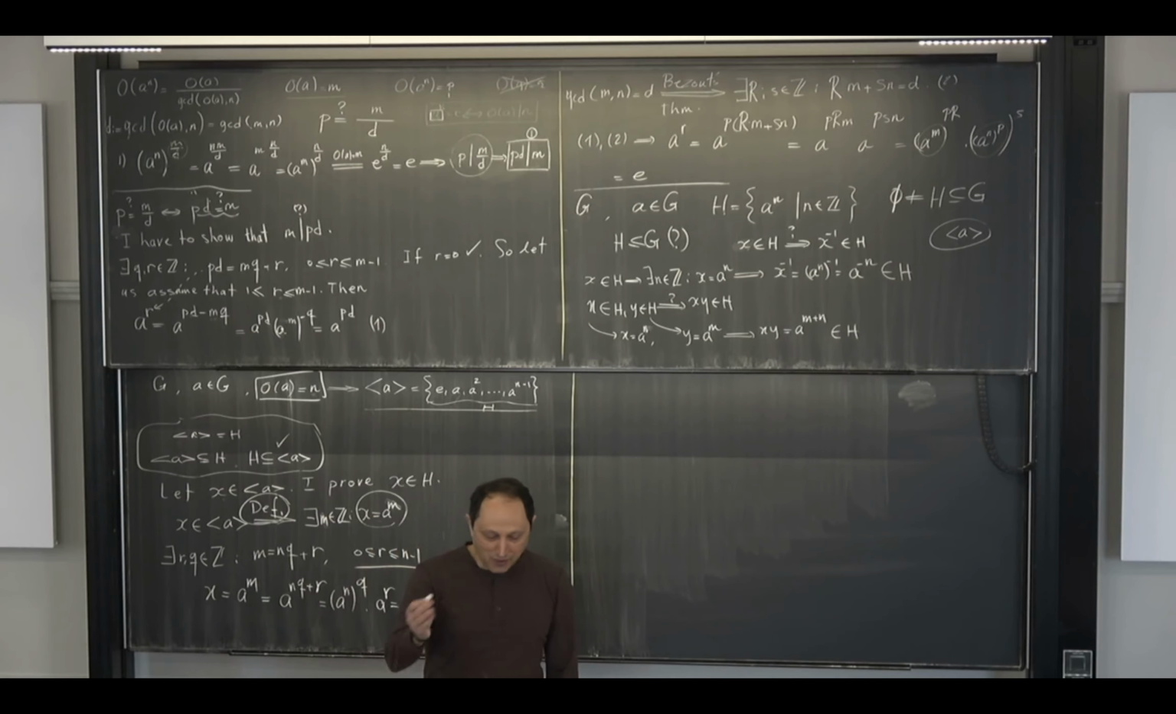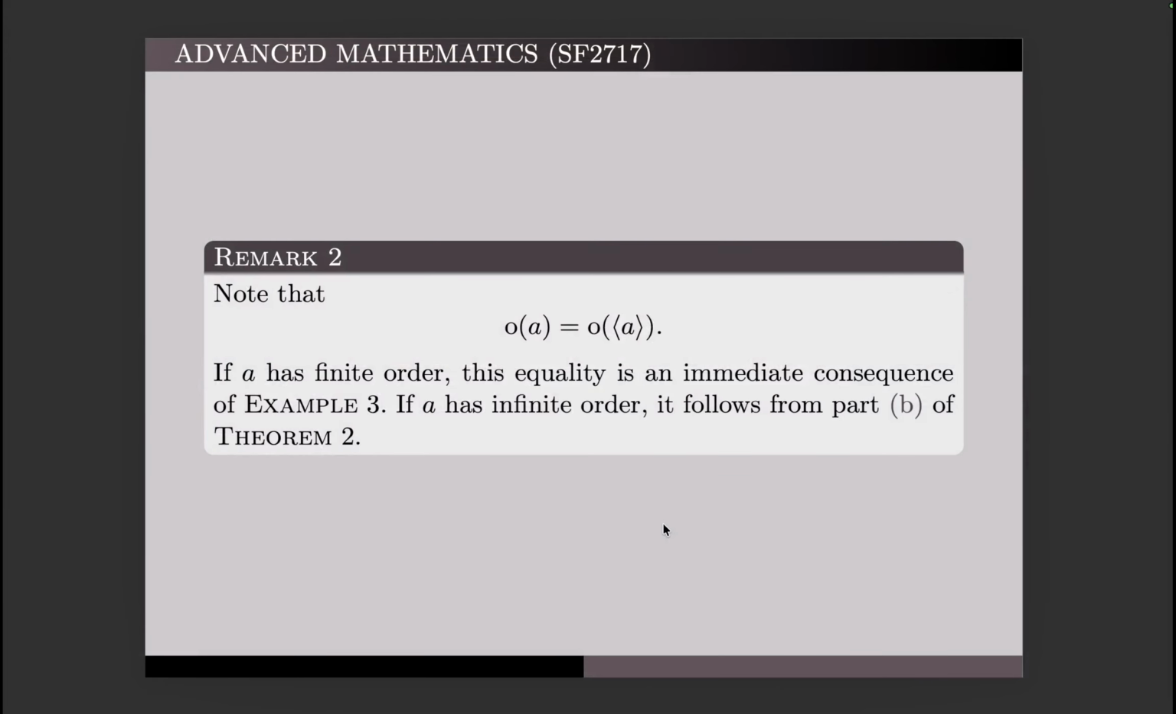Okay, I'm waiting for you now. So is that clear from now on? We have a nice formula for the subgroup generated by a if a has finite order. Just write a up to a^(n-1). Now can you see this? Can you feel it?